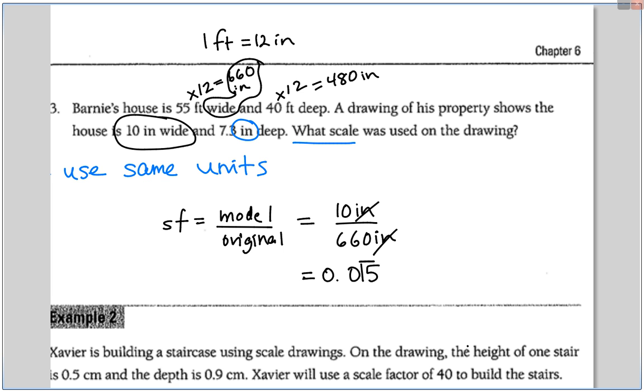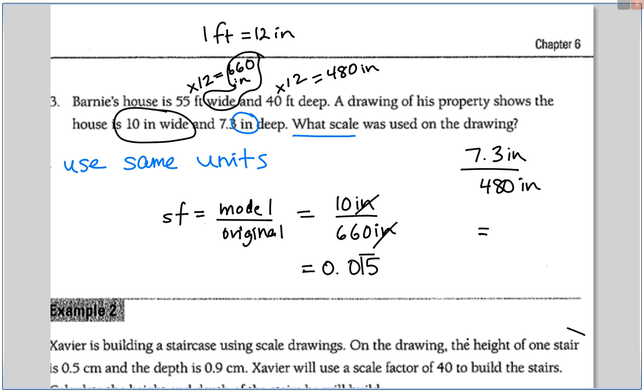Now I sure hope that this next one is the same. So 7.3 inch divided by 480 inch. It better be. 7.3 divided by 480 is really close. There must have been some rounding happening. 0.15, and then the decimals after that are different. So what we'll do is we'll just say that the scale factor is 0.015. So here's the scale factor.